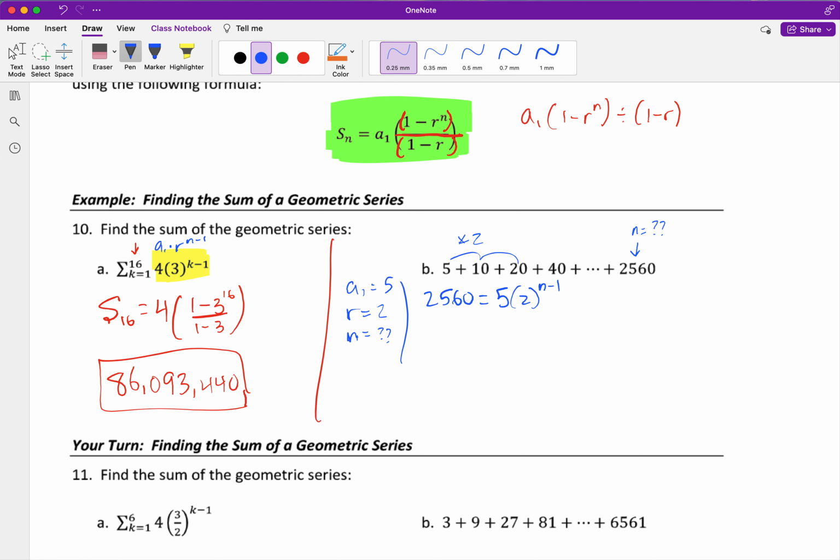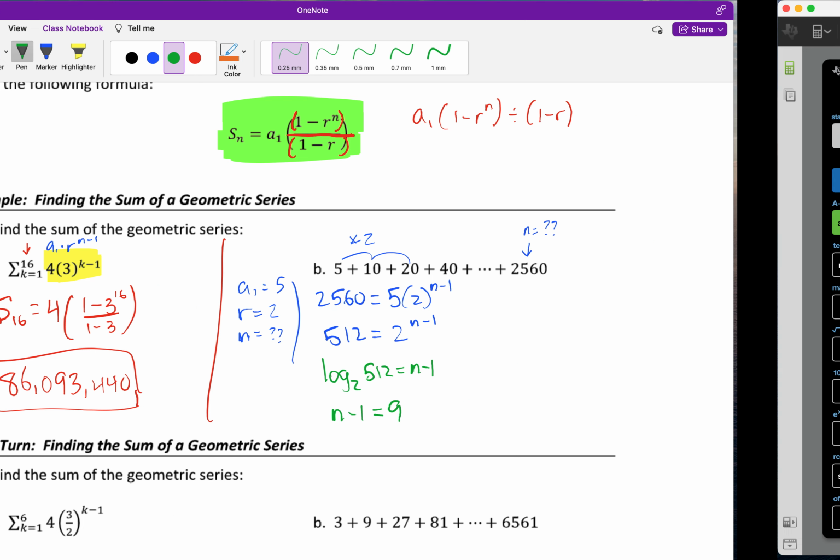Some of you have figured out what's about to happen. I'm going to divide by 5. That's going to give me 512 equals 2 to the n minus 1. And oh no, I'm stuck in the exponent. Whatever should I do? If you're screaming at your monitor right now, it's because you know that we're going to switch to log form. So this is going to be log base 2 of 512 equals n minus 1. And in our fancy calculator, we're going to get that log base 2 of 512 is going to equal 9.